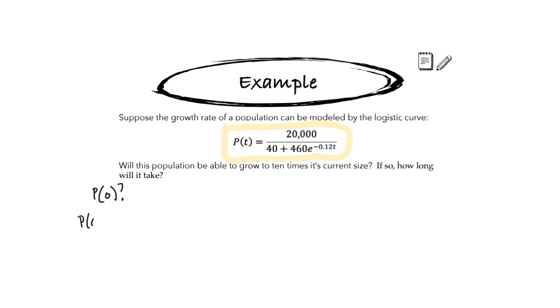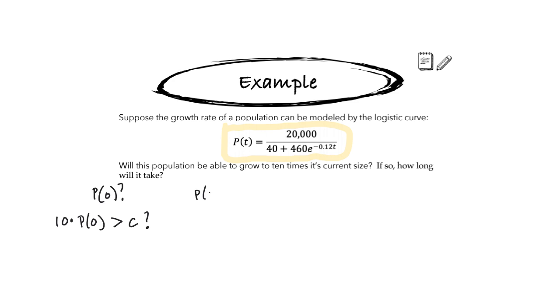Is P sub 0 times 10, which is 10 times its current size, greater than the carrying capacity? Because if it is greater than the carrying capacity, it won't, at least not according to the logistic curve. It won't pass that upper limit. And so let's find out.